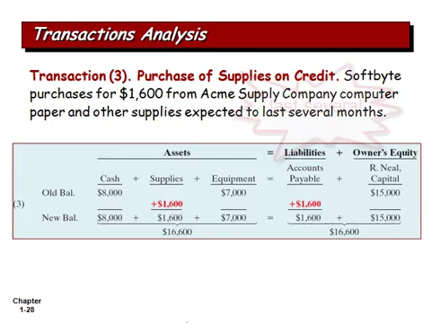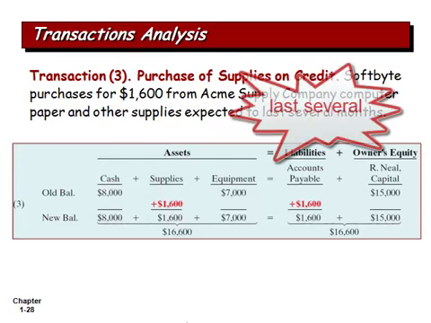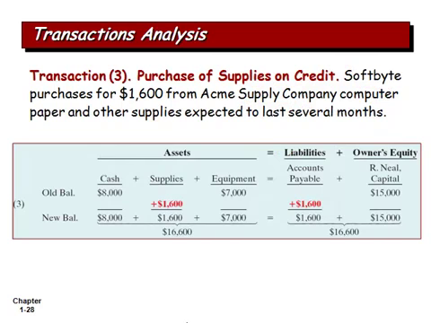Interesting that in this problem they tell us that the supplies are expected to last several months. If the supplies were just going to be real short term, like a day or two, we might have put them right in expense. But because we're going to use these supplies over a period of several months, we set them up as an asset, and we'll gradually, as we use them, reduce our asset account supplies and increase our expense account. Probably call it supply expense.